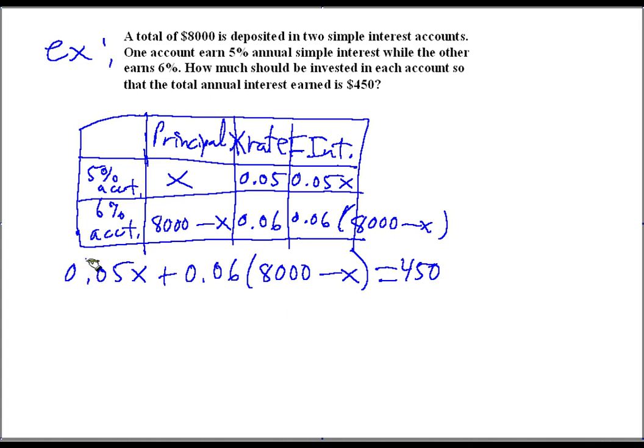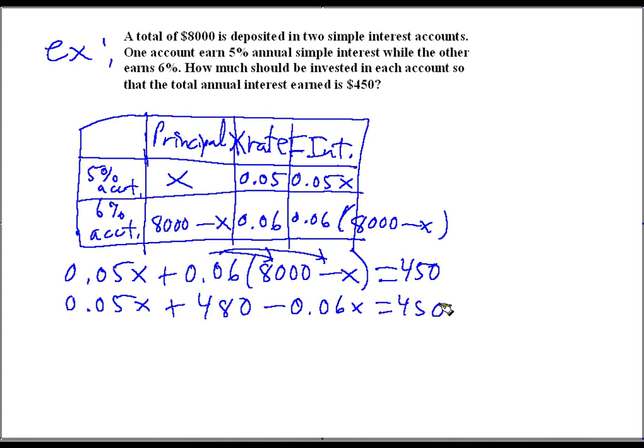Let's go ahead and solve this equation real quickly. So 0.05x, use your calculator for the decimals here, plus 0.06 times 8,000. Hopefully you got $480 here. So 480 times negative x, so minus 0.06x. Just distribute carefully. Again, after I distribute, no more parentheses. Equal to 450.